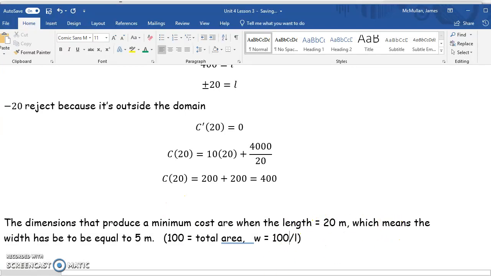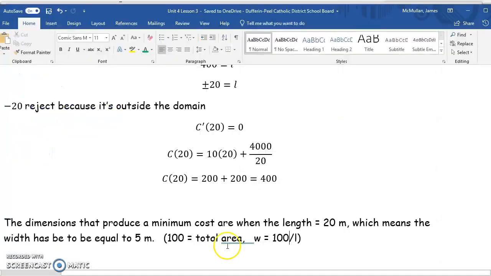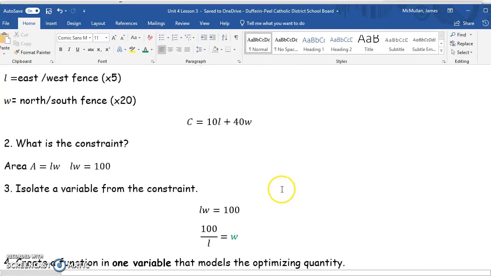So we found a minimum. We're confident it's a minimum. It's the lowest possible cost fence you could make, right? It's the best possible scenario. And I've answered the question in terms of giving them the dimensions that they asked for. The length is 20, the width is 5. Okay, so that takes care of this question.